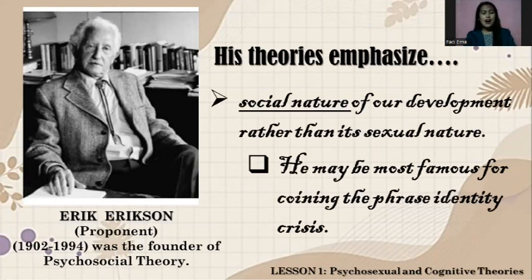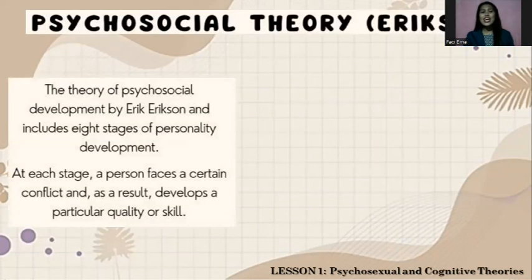These crises are of a psychosocial nature because they involve psychological needs of the individual conflicting with the needs of society. The theory of psychosocial development by Erik Erikson includes 8 stages of personality development. At each stage, a person faces a certain conflict and as a result, develops a particular quality or skill. These are the 8 stages.